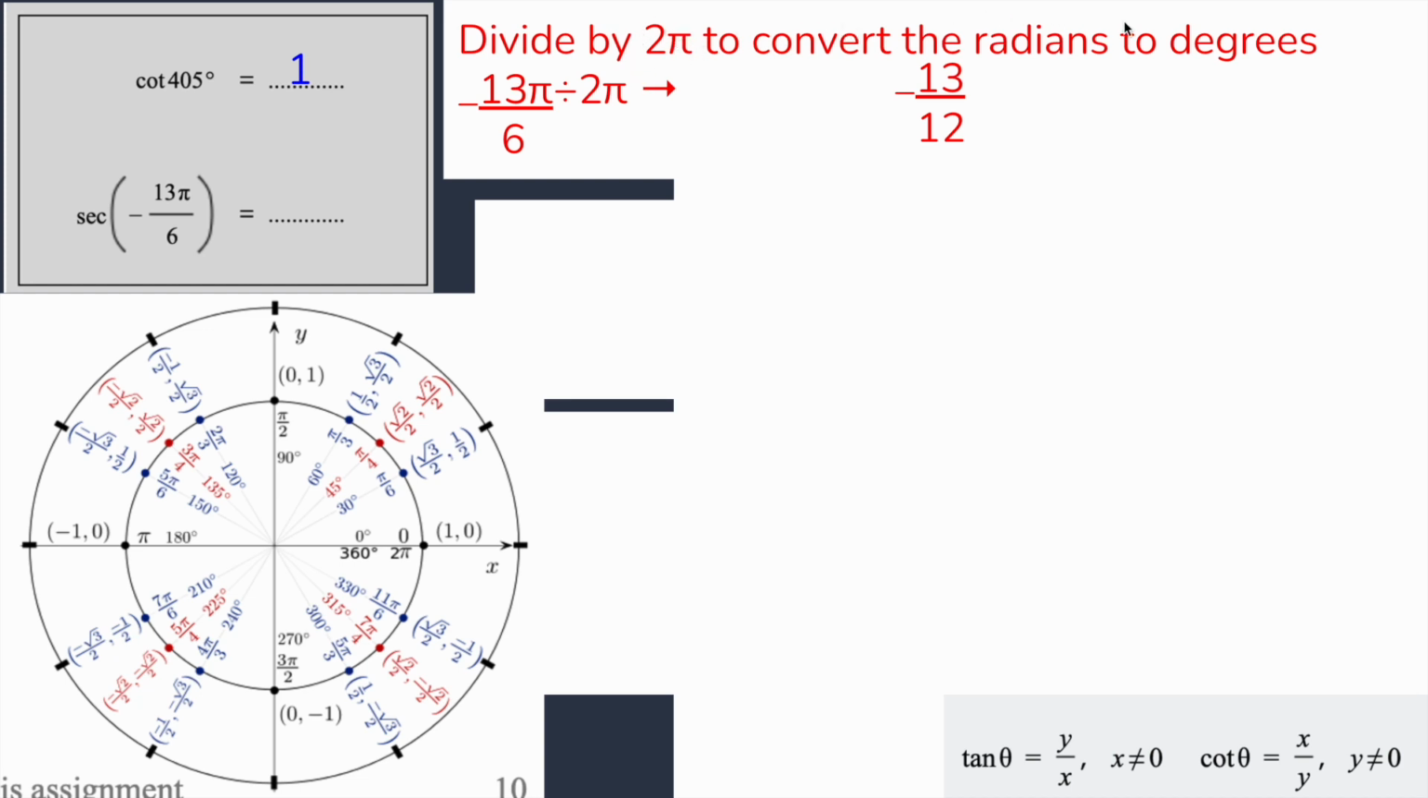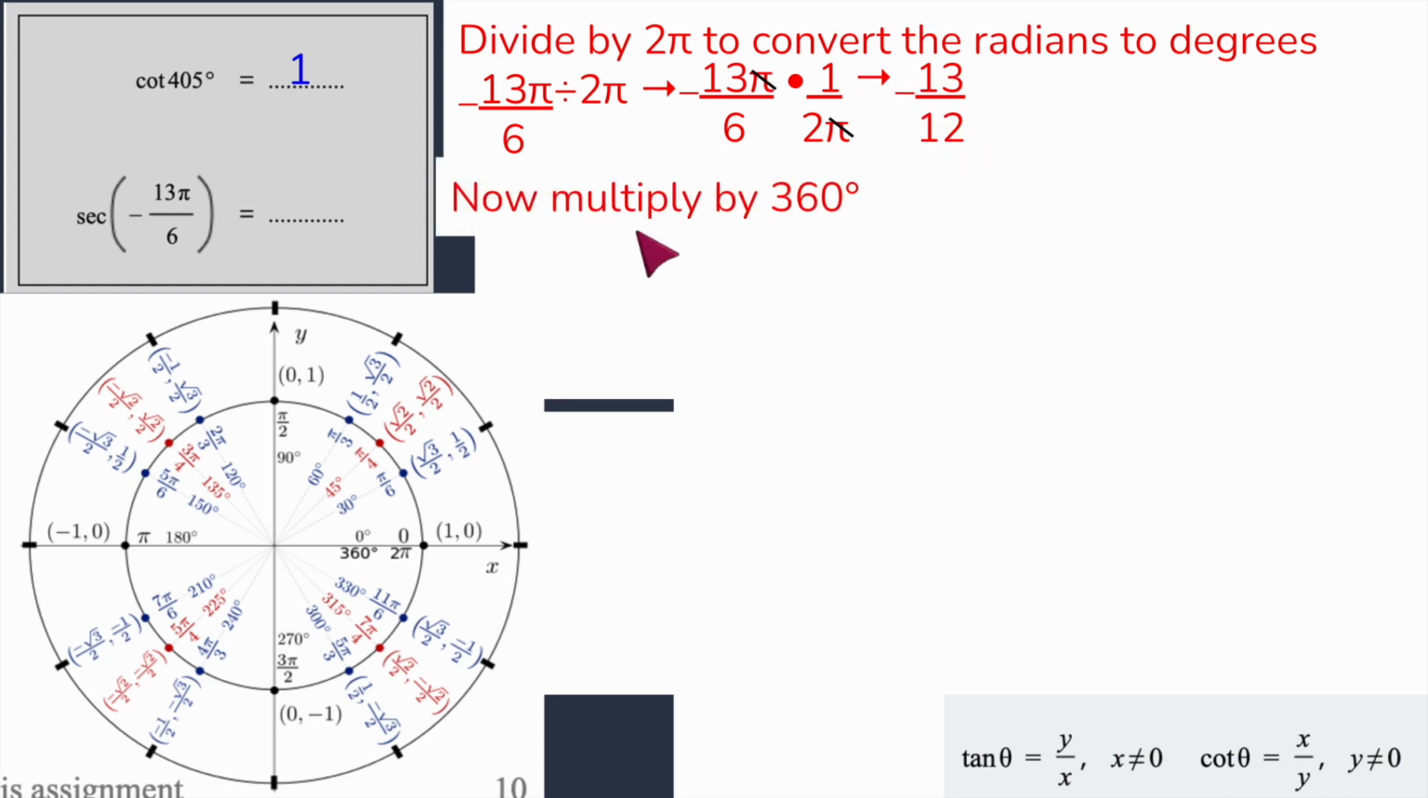So to convert the radians to degrees, because I think it's a little easier to look at this, I'm going to go negative 13 pi divided by 6, and I'm going to divide by 2 pi. Which means I'm going to multiply by 1 over 2 pi, right? Because we multiply by the reciprocal. So the pi's cancel, pi divided by pi, and I end up with negative 13 over 12. And now if I multiply that by 360, then it'll tell me how many degrees it is. So it's negative 390 degrees.